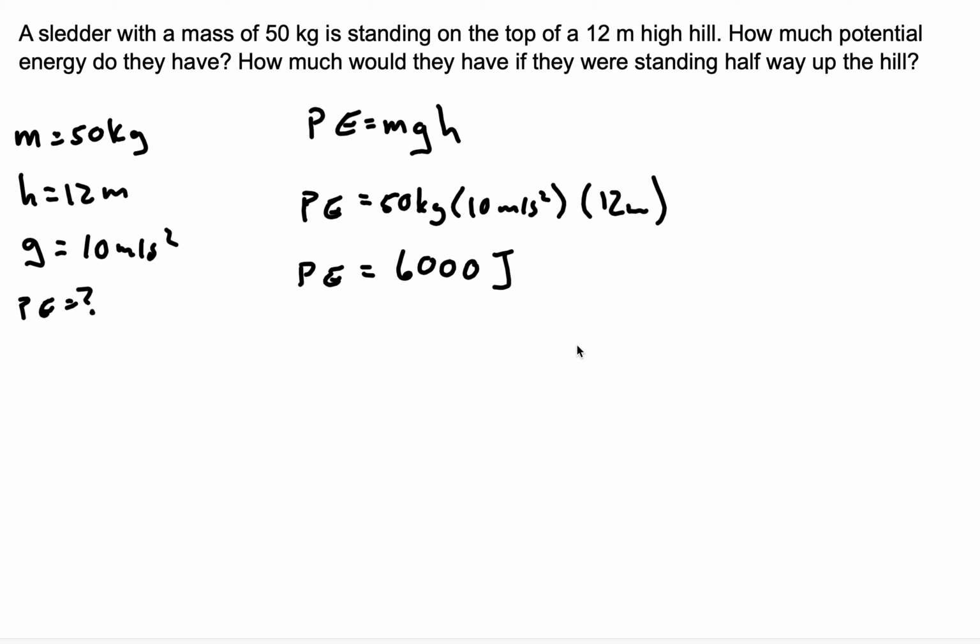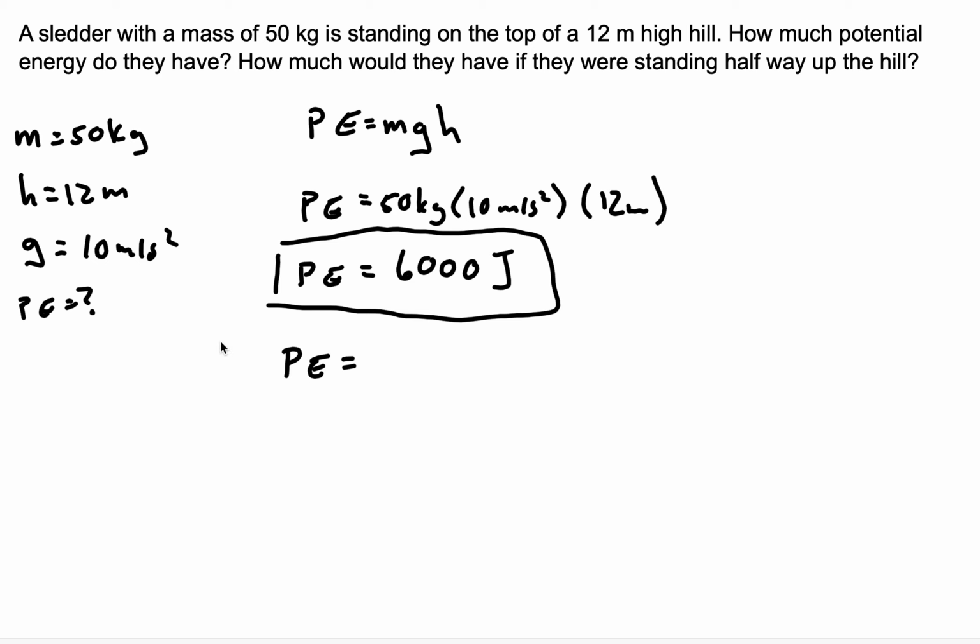Okay, all right. So the potential energy is 6,000 joules. That doesn't seem too bad, right? Now, how much energy would they have if they were standing halfway up the hill? Well, the height, instead of being 12, would only be 6, right?